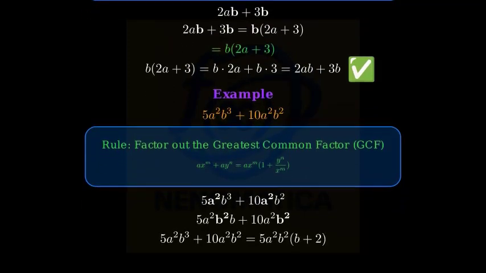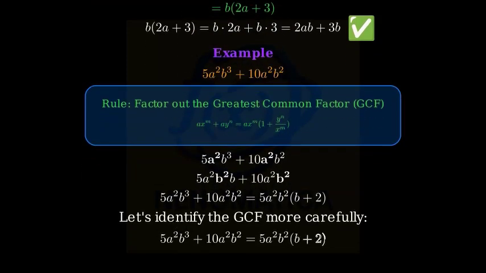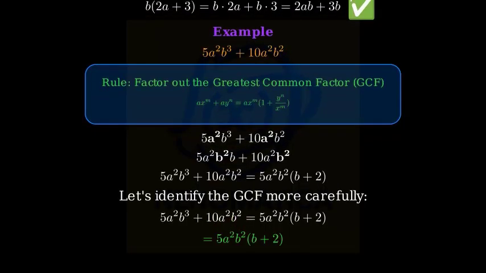Wait, let me correct myself. The common factor is actually 5a squared b squared. So we have 5a squared b squared times the quantity b plus 2. Let me break down the factoring process more clearly.